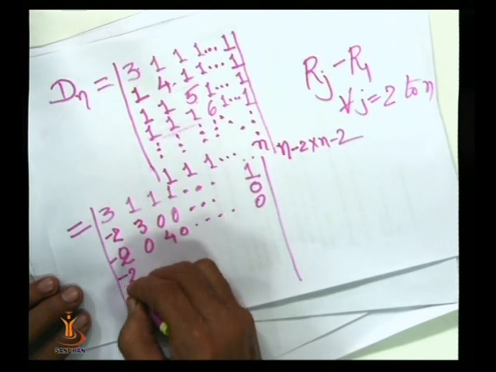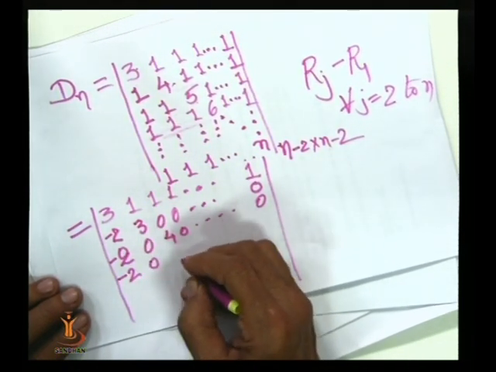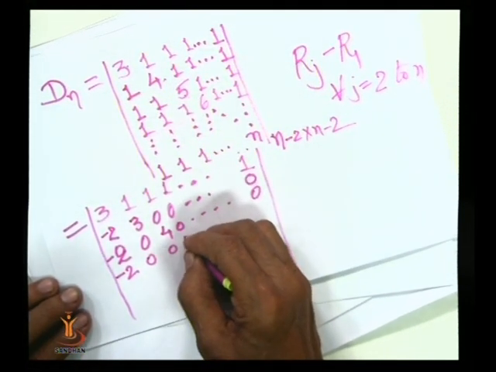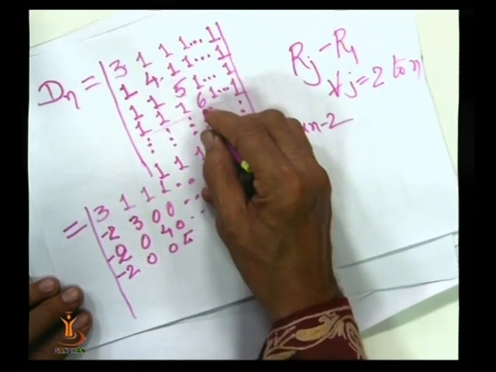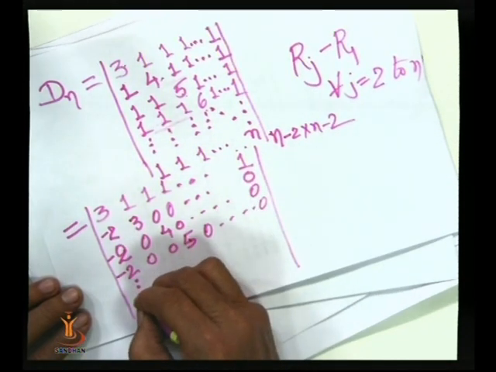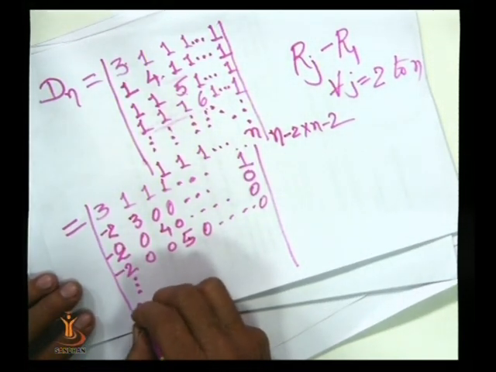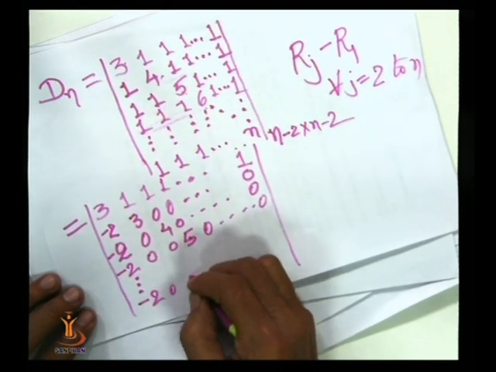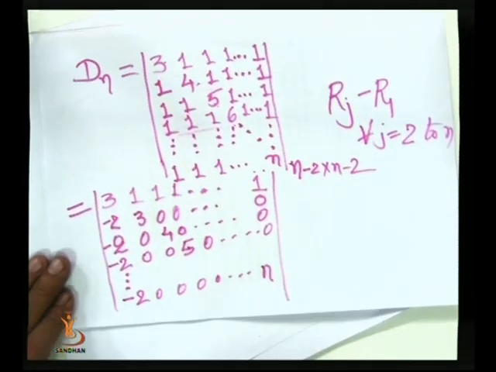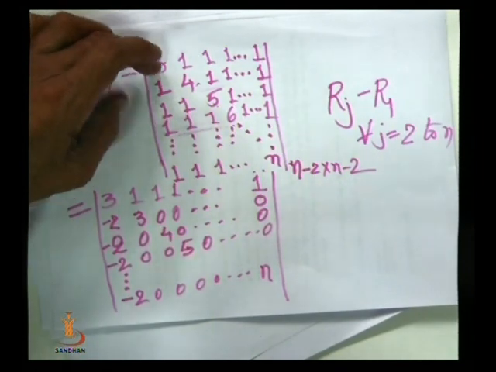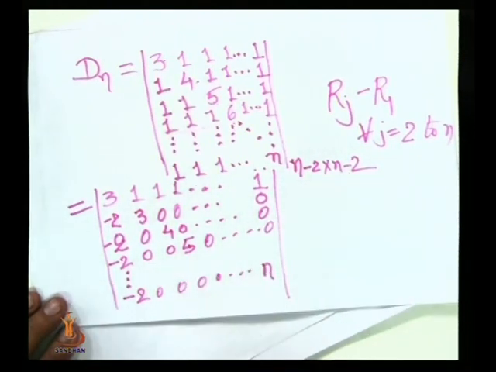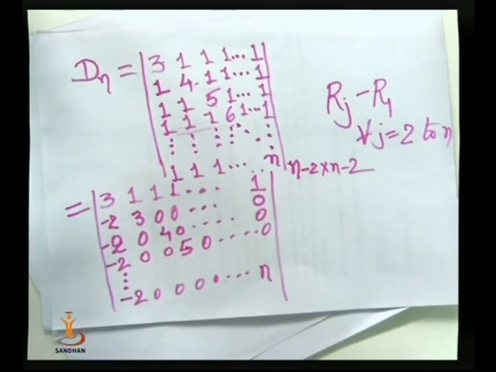Now again minus 2, then 0, 0, then you get 4, 6 minus 1, so 5, and then 0, 0, and so on. Last is also 1 minus 2, 0, 0, 0, 0, and so on, and here you get n. So many terms we have simplified. Now how to get the value of this determinant?